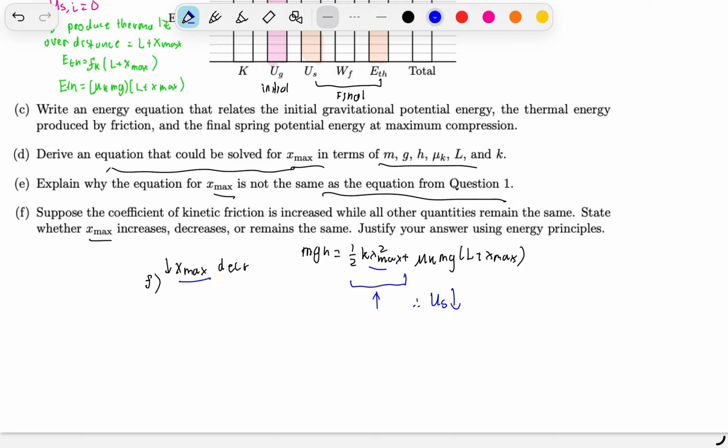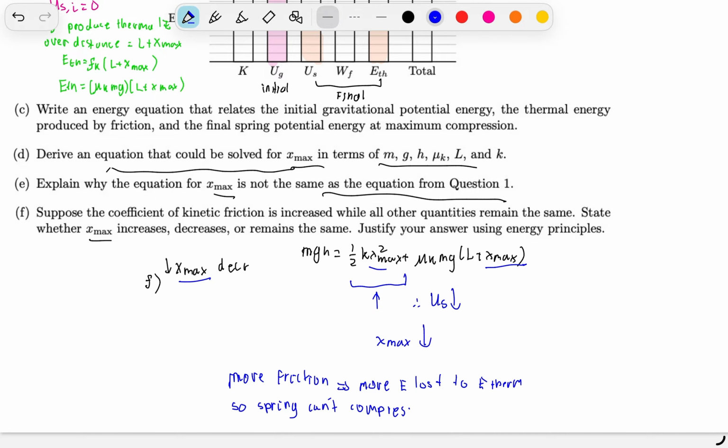smaller. So that means that X max is going to decrease because you also have X max over here as well. So that means if you have more friction, that means that you have more energy lost to E thermal. So the spring can't compress as far.